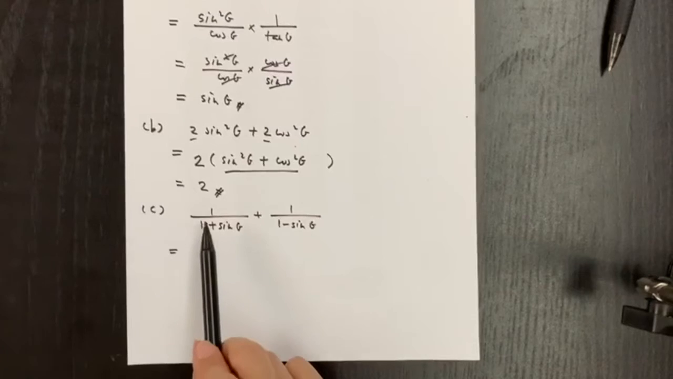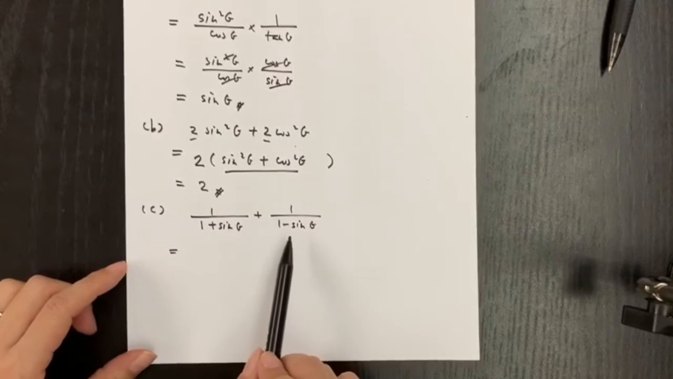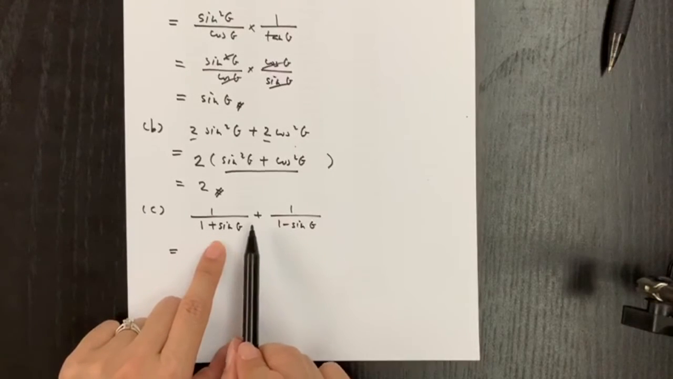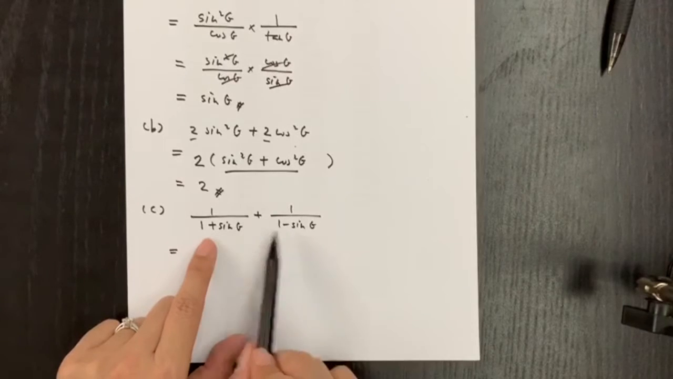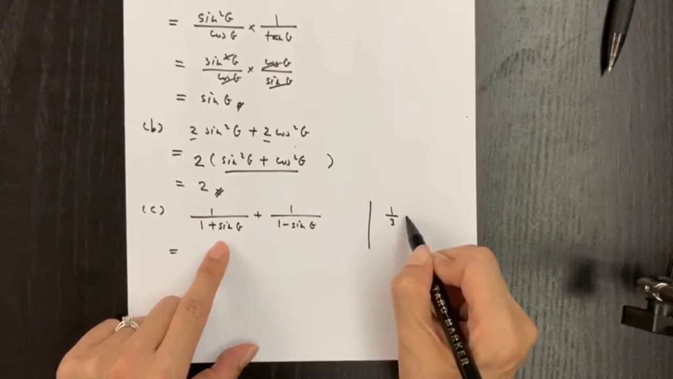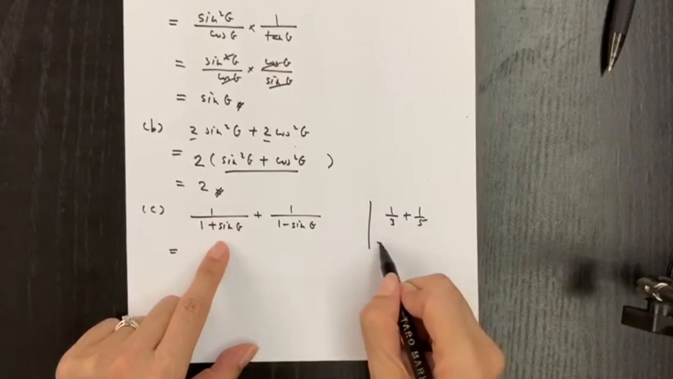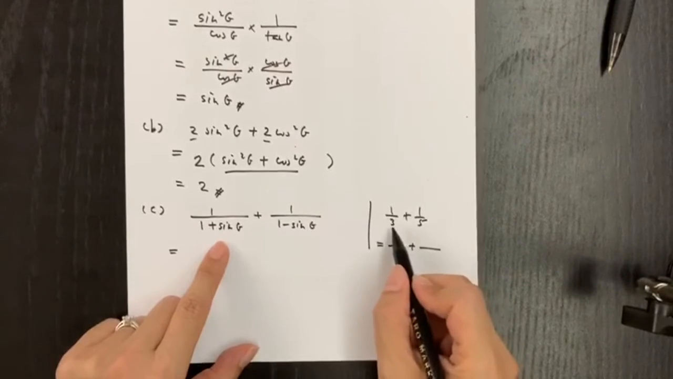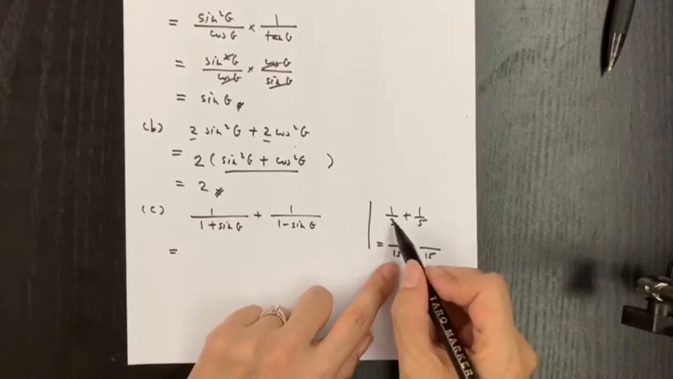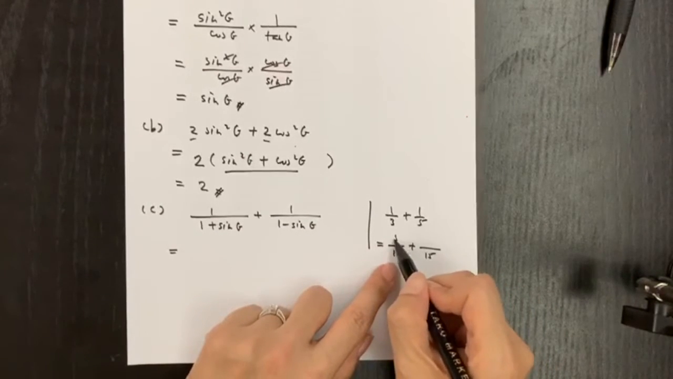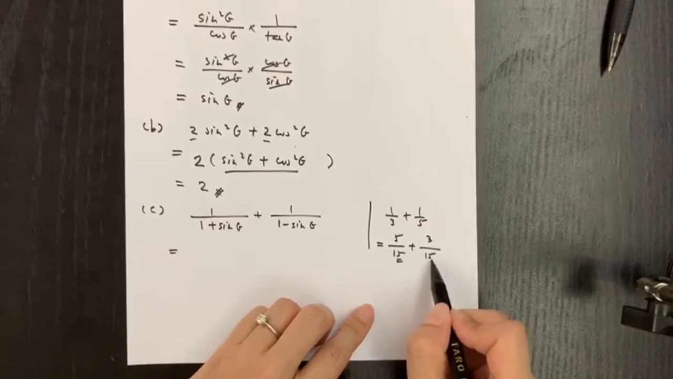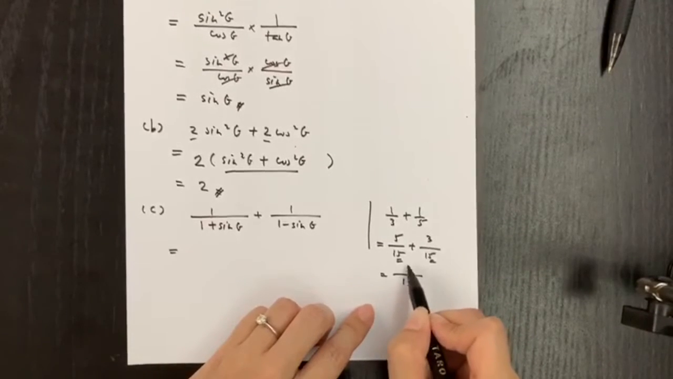Okay, how about this one? 1 over 1 plus sine theta plus 1 over 1 minus sine theta. Okay, this one is a little bit complicated. So when we do this sum of fractions, for example, I'll give you this example. Let's say, how do you do 1 over 3 plus 1 over 5? The first thing, you have to find the LCM of 3 and 5, which is 15. How do you change from 3 to 15? You enlarge it by 5 times, so that is 5. And for this, you enlarge it by 3 times. Since you have the same denominator, you can combine them together, so this is the answer.